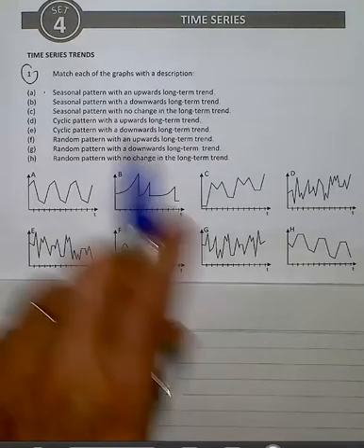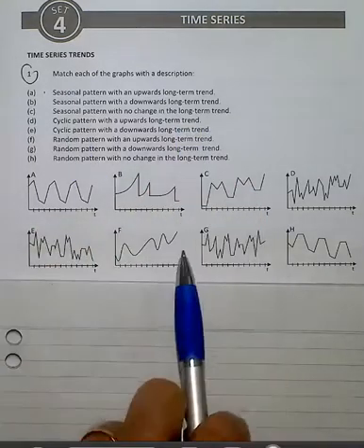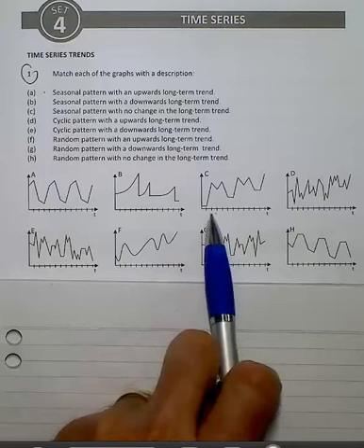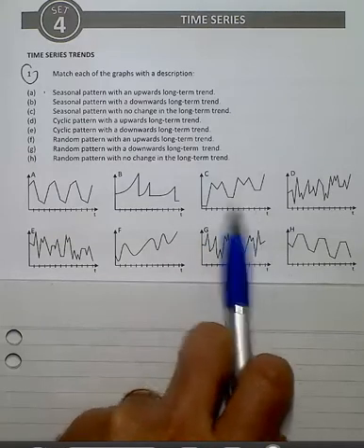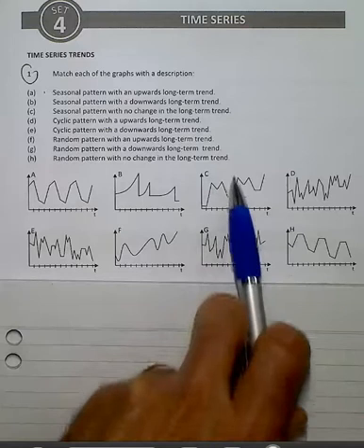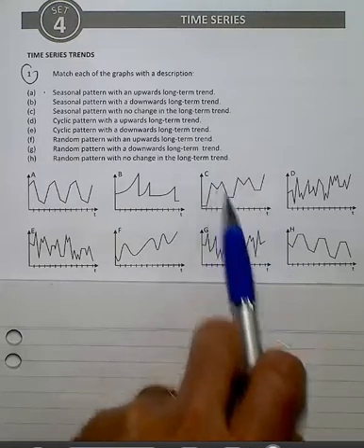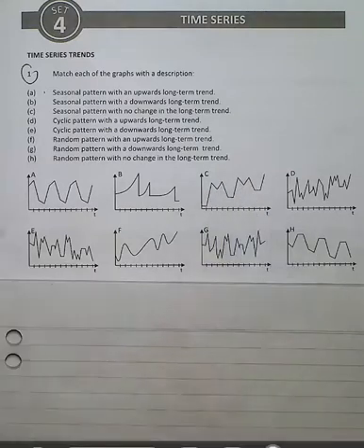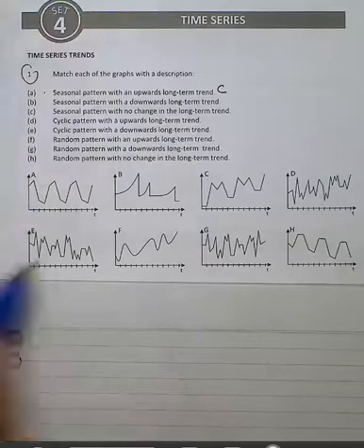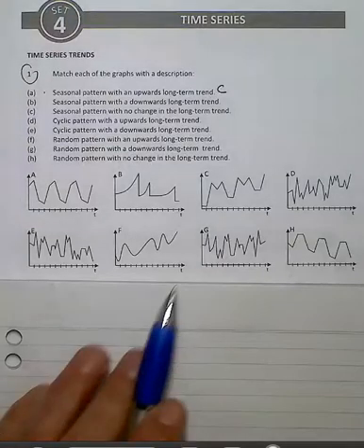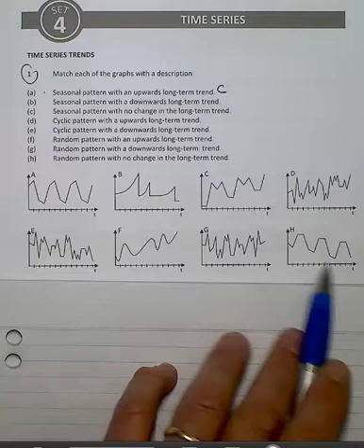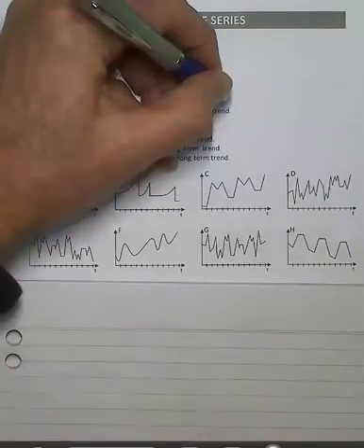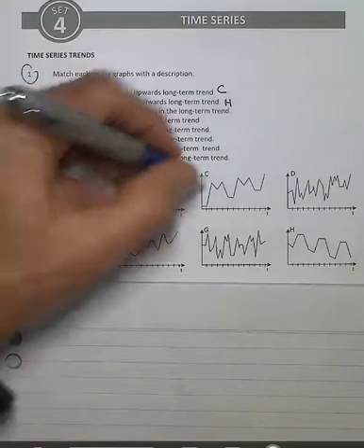Now, when we're looking at seasonal patterns with upwards long-term trend, we expect to see the x-axis evenly distributed and the pattern repeating. So in case C, you can see that little V shape appears twice. So we'd say that would probably be part C. In a similar way, with a downturn trend where the intervals are pretty constant, H seems to fit with that particular one.